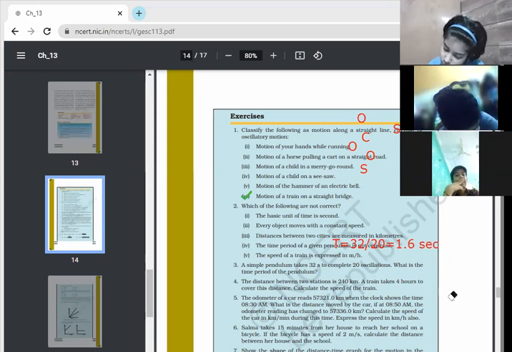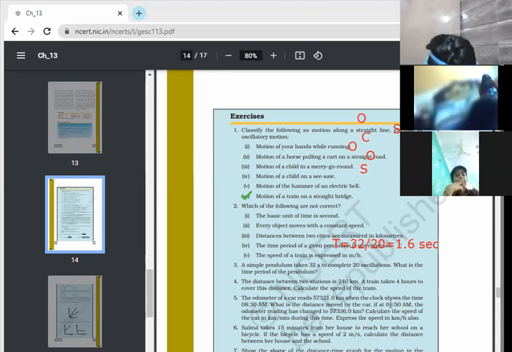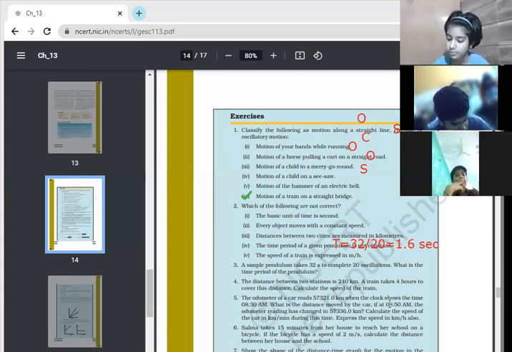In question number 5, what you have to do? This is the reading of an odometer, at 8:50 and 8:30. First of all, calculate the time period. How many minutes are there? 20 minutes. You need to change the minutes into hours. आपको पहले minutes को hours में change करना है.